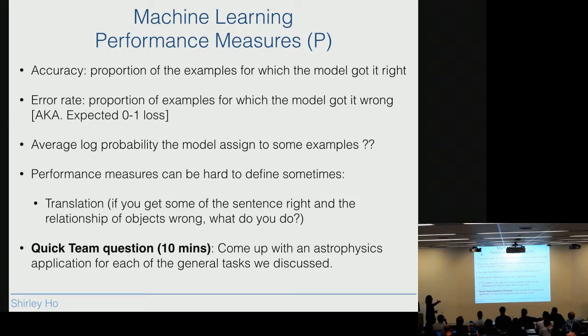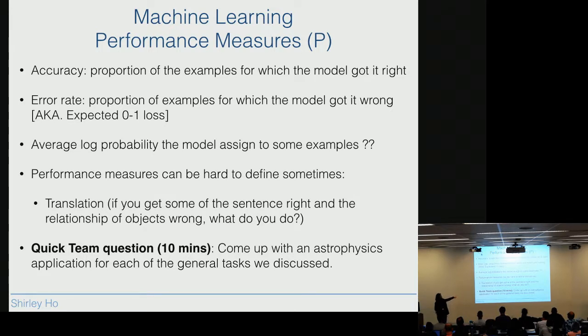All right. Machine learning performance measures. So accuracy. The first thing people will probably talk about is the proportion of examples for which the model got it right. The error rate is the proportion of examples that the model got wrong. It's very simple. Another is the average log probability the model assigned to some examples. And performance measures can be hard to define sometimes. For example, in translation, if you got some of the sentence right and some other relationship objects wrong, do you rate it as bad or is it good? So sometimes the performance measure is very difficult.